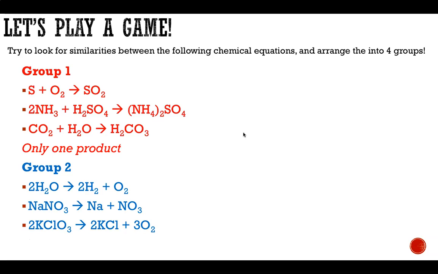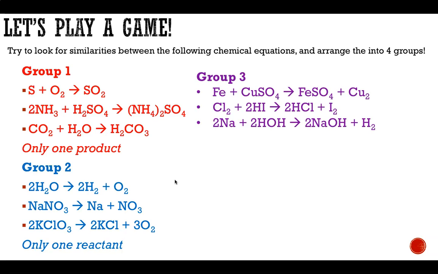If I look at all the blues that are grouped together, I've got 1 reactant and 2 products, every time. So this is almost like the opposite of group 1. This time we only have 1 reactant. Okay, if we look at the purple group, 2 reactants, 2 products. That rule is no longer applying to these ones.